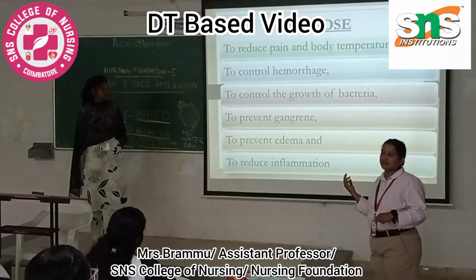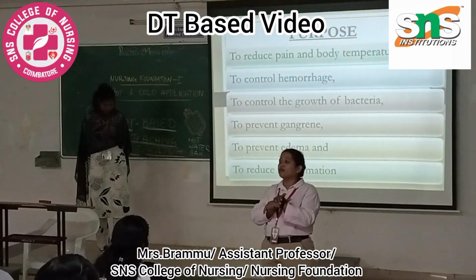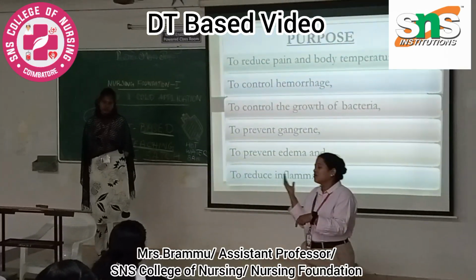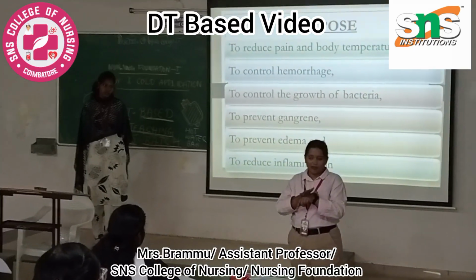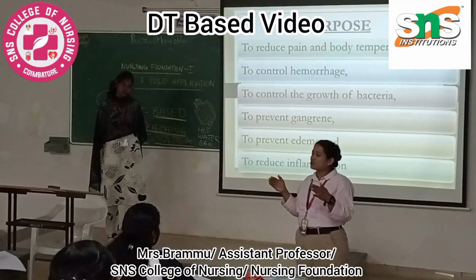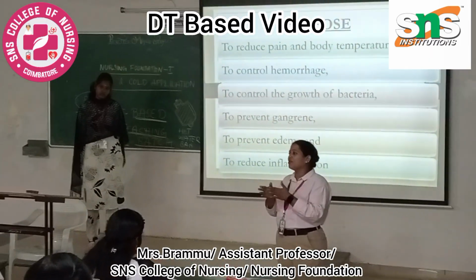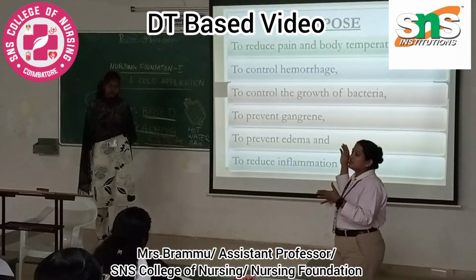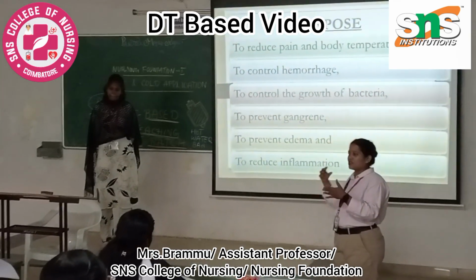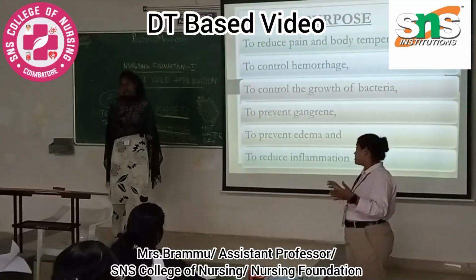Then to control hemorrhage. So how are we going to control hemorrhage by just applying cold application? This will have a direct effect on the blood vessel, that is vasoconstriction. Vasoconstriction means the blood vessels are narrowing. So when the narrowing of the blood vessel takes place, naturally the blood supply is controlled to that particular site, to the peripheral site or distal site.